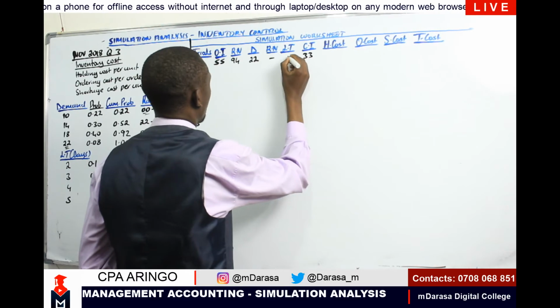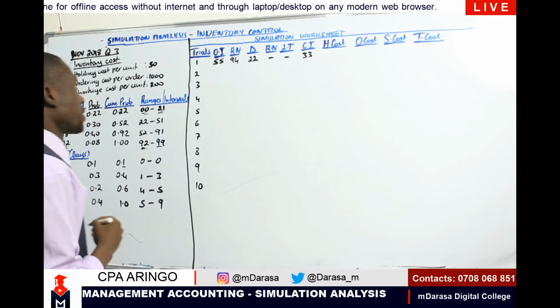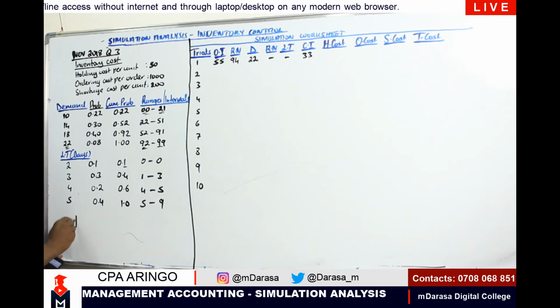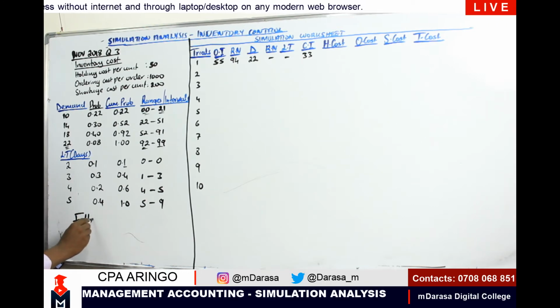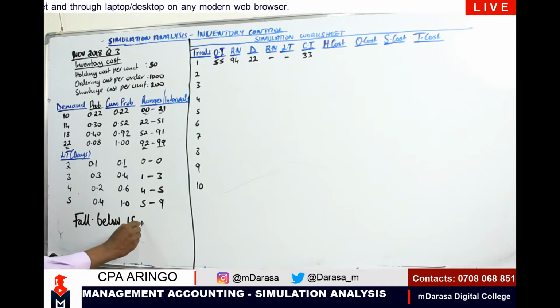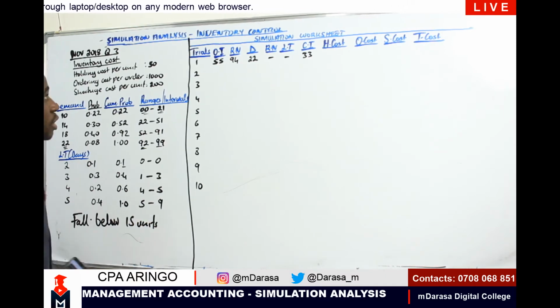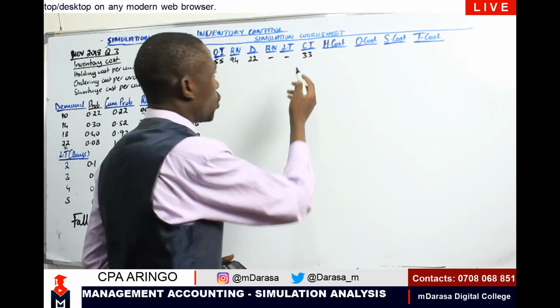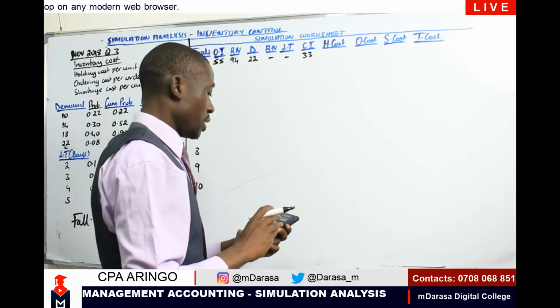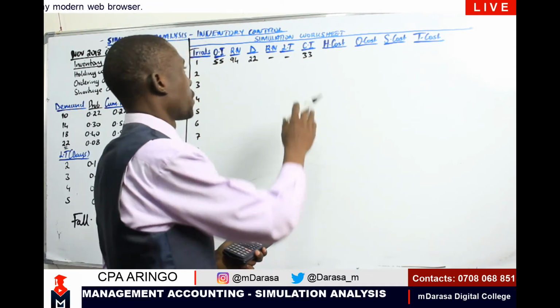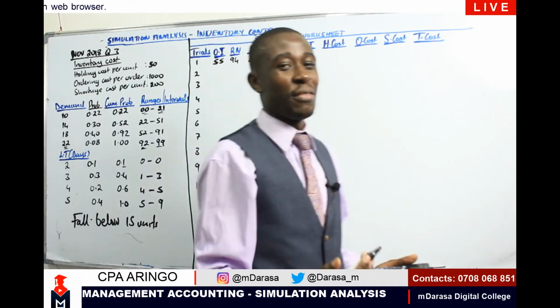I've not reached our reorder quantity, because you are told that I'll make an order if we fall below 15 units. If we fall below 15 units, that is when I'll be required to make an order. So our closing inventory is not below 15 units. Therefore, we should be talking of 33 as our closing inventory.